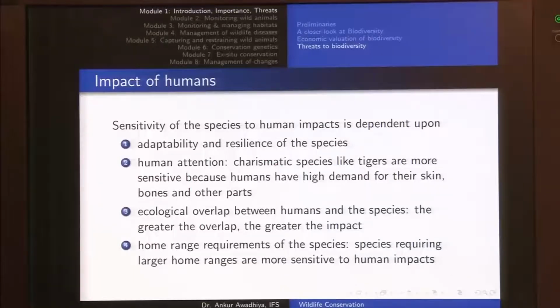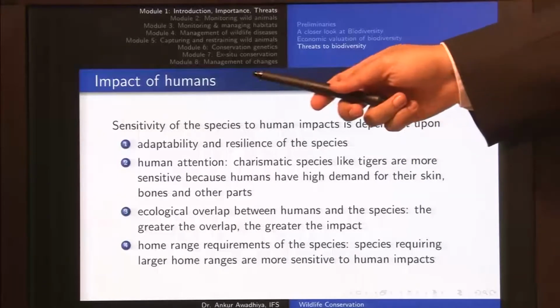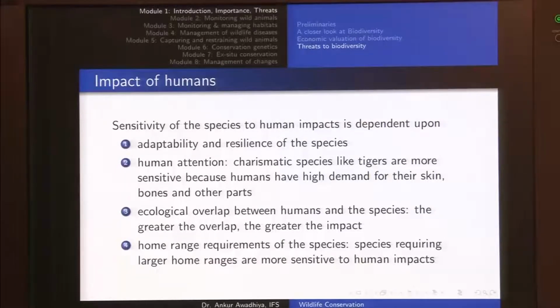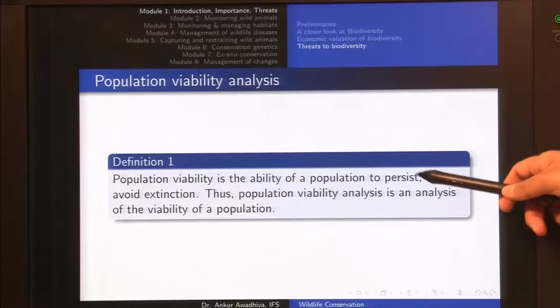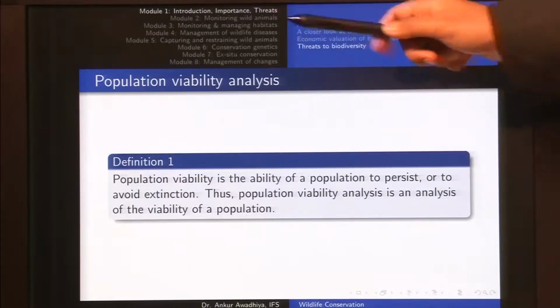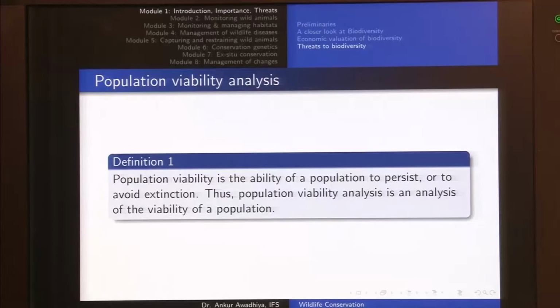Now, these are our theoretical considerations, but then we can also quantify the impacts of humans and the impacts of other extinction factors by way of an analysis that goes by the name of population viability analysis. Population viability is the ability of a population to persist or to avoid extinction, and population viability analysis is an analysis of the viability of a population. Essentially, this is a technique that we are going to discuss in more detail in the conservation genetics module. Here we will just touch upon it.